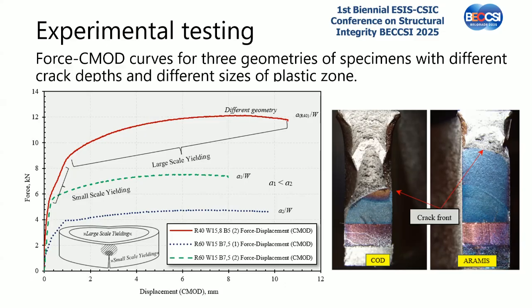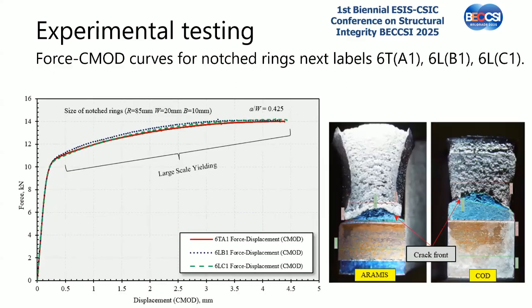So here we have three different geometries of specimens, with radii of 60, 6 and 40, and also with different initial fatigue cracks. So this is what happened in this case, but we also have here other specimens which were made with respect to a different direction.